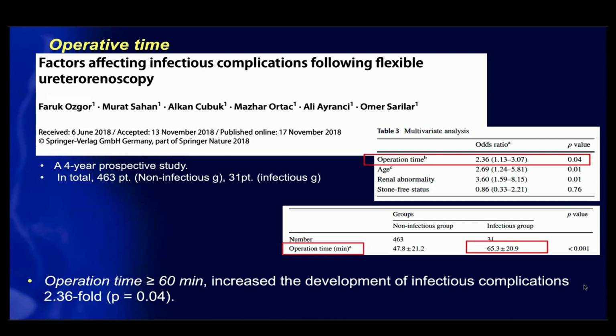When it comes to operative time, in this 4-year prospective study, charts of patients who underwent flexible ureteroscopy between January 2014 and January 2018 were reviewed. There were 463 patients in the non-infectious group, while postoperative infectious complications, including fever, sepsis, and septic shock, were identified in 31 patients. Multivariate regression analysis revealed that operation time of more than 60 minutes increased the development of infectious complications by 2-fold.